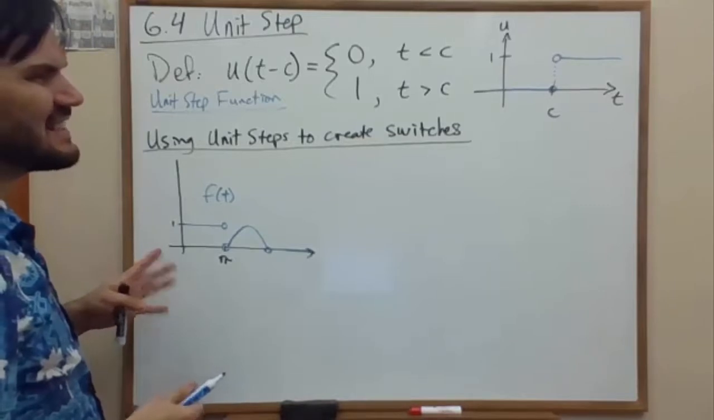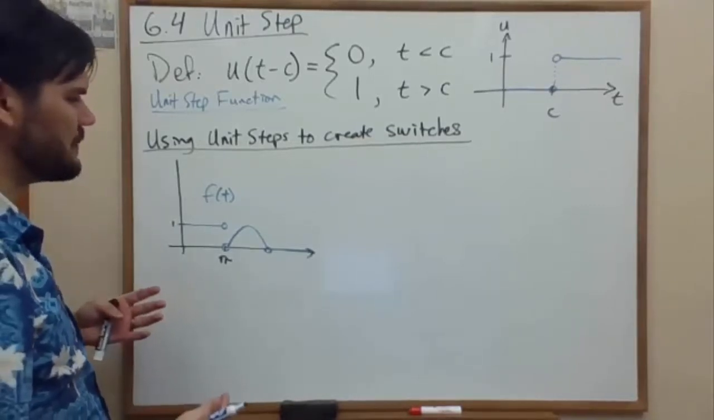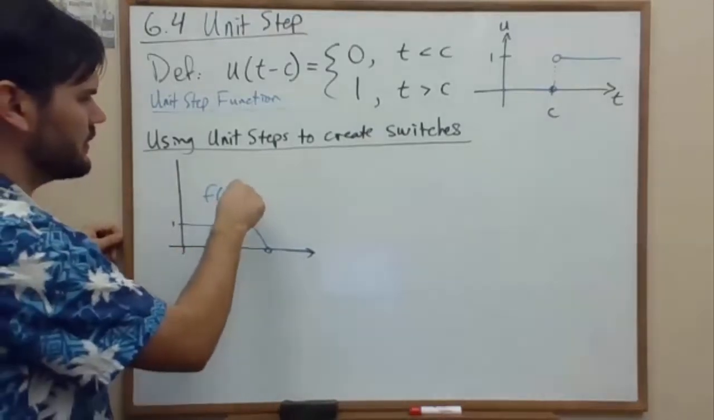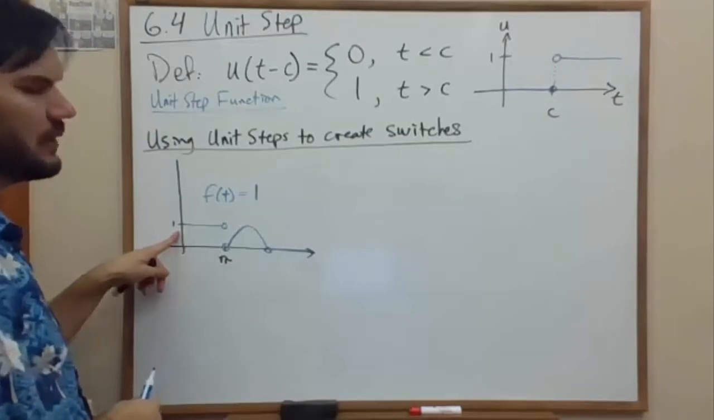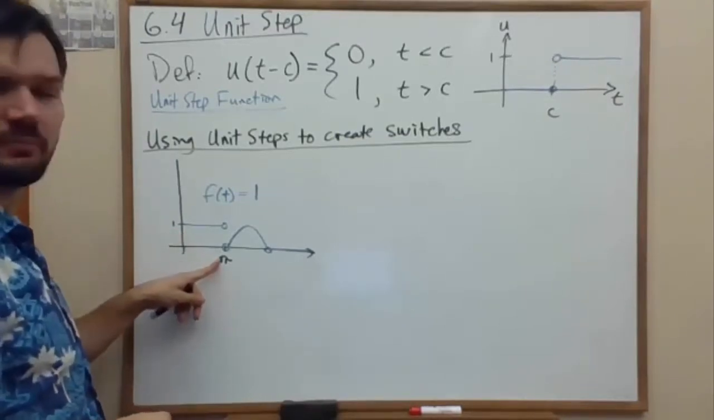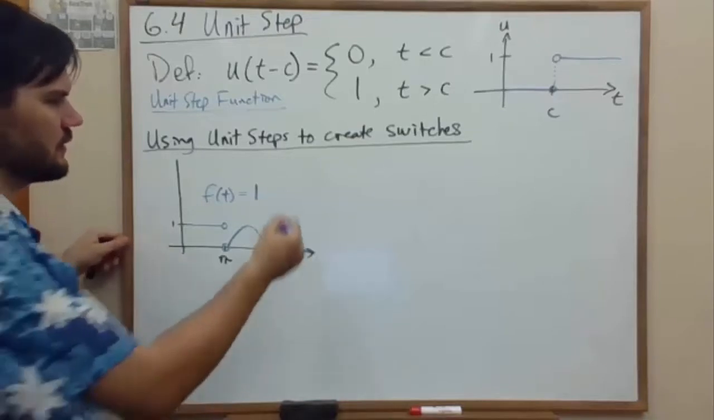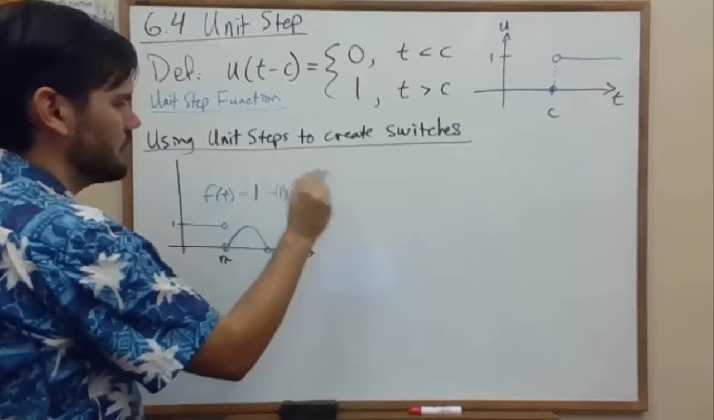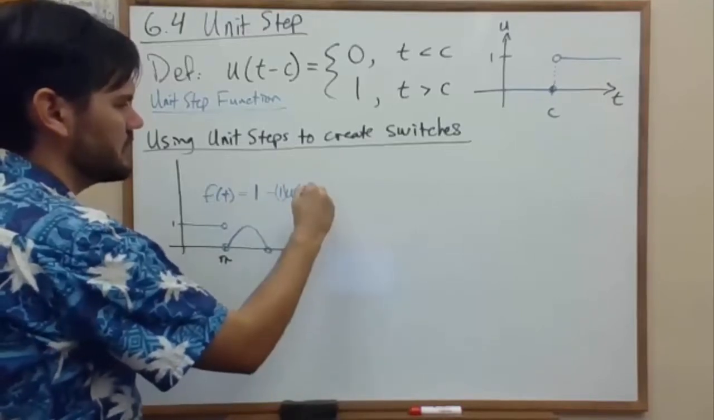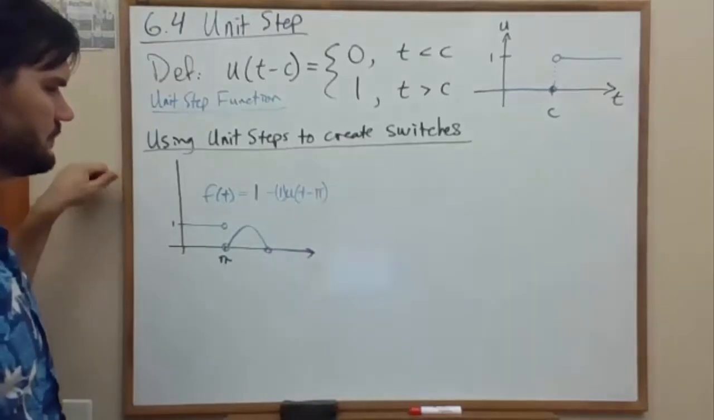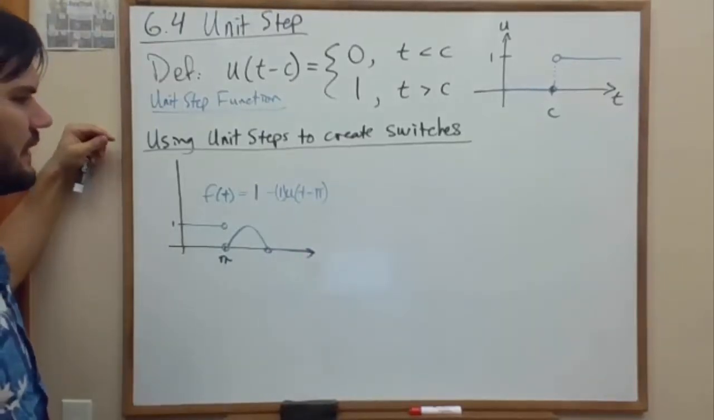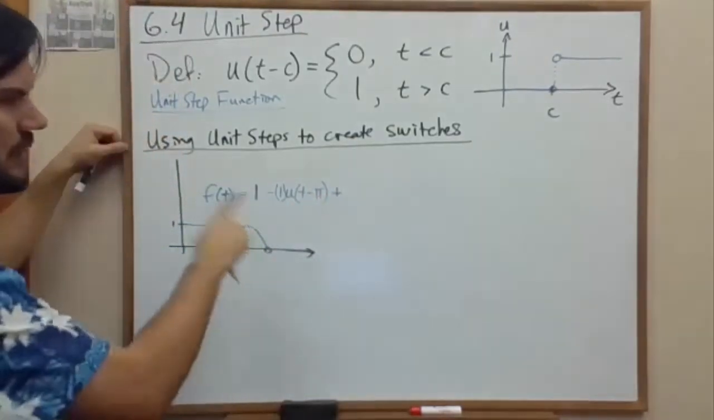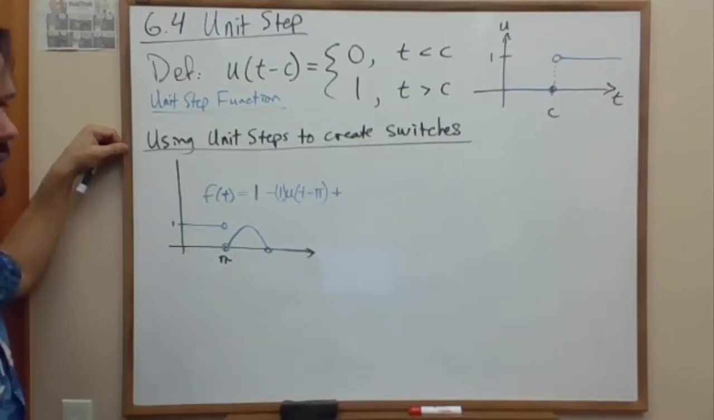Well, because our Laplace transform only cares about what happens to the function after time equals 0, we can start with this function being 1. And then at a certain time, pi, we turn off this function. So minus 1 times a unit step at t minus pi. Okay? And then at that same point in time, we turn on a sinusoidal function.